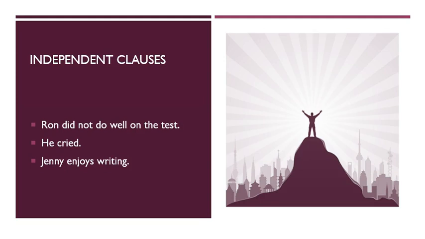Independent clauses always include a subject, something that completes the action, and a verb, the action itself. This means that a sentence may be as short as 2 words, like the example, "He cried." Sometimes independent clauses must also include a direct object or something the action is done to. "Jenny enjoys writing" includes a direct object, writing. Without this information, the sentence would be incomplete, as readers would wonder what Jenny enjoys.